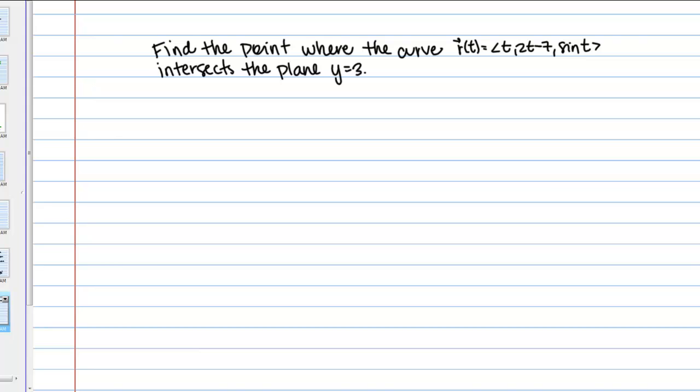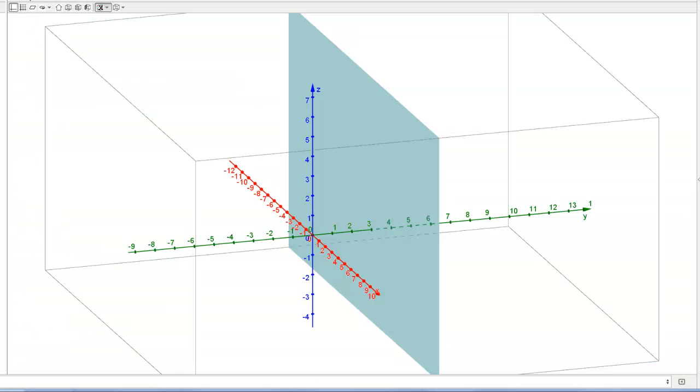In this video, we're going to find the point where a curve intersects a plane. And this actually isn't as hard as it might sound once you know what's going on. So here are the specific directions. Find the point where the curve r of t equals t, 2t, sine of t intersects the plane y equals 3. Okay, so first of all, let's visualize the plane y equals 3, just so we understand what that means.